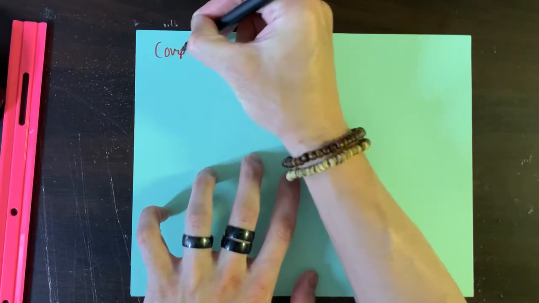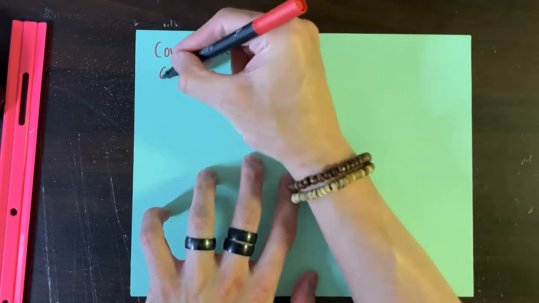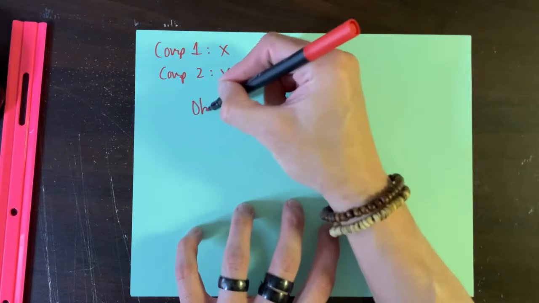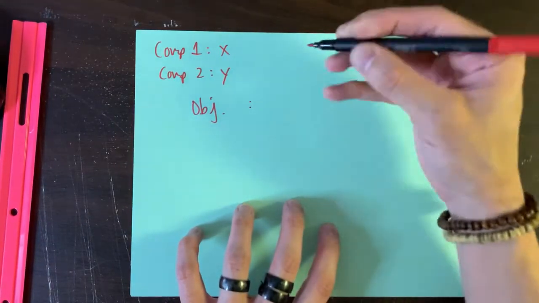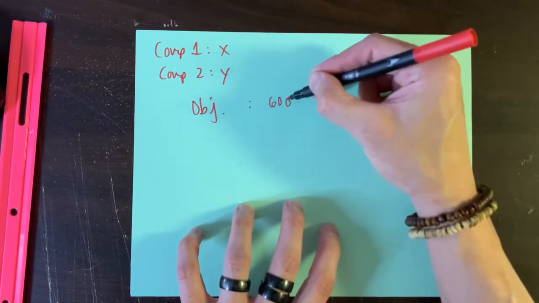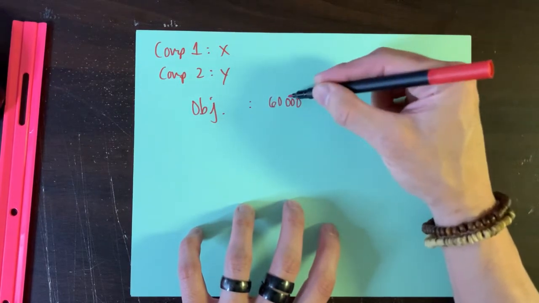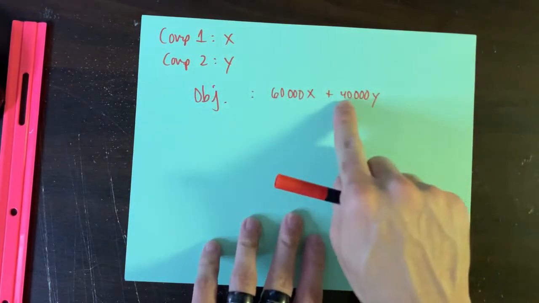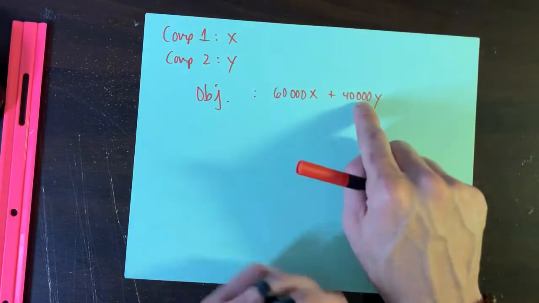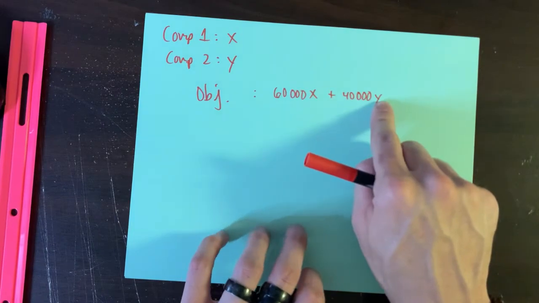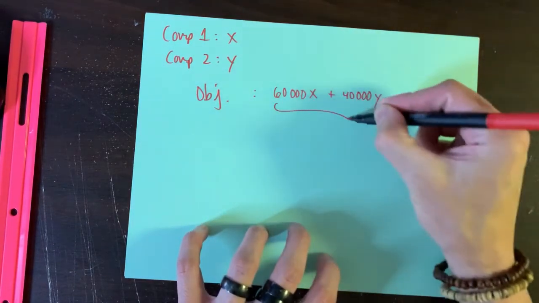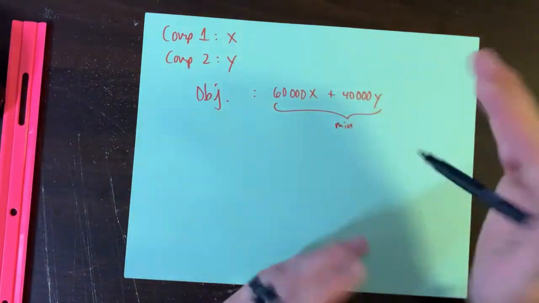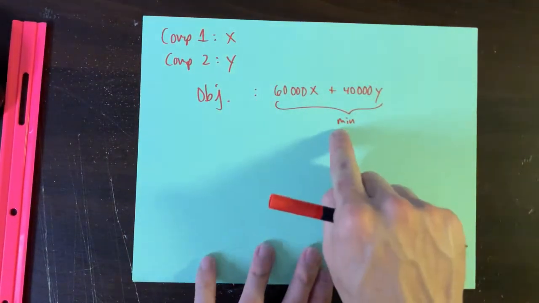So we're gonna have company one working for X days, and company two is gonna be working for Y days. Now, what is the objective? We want to minimize costs. And it says that company one costs $60,000 a day. And company two, $40,000 a day they need to just survive. And that's times Y days. Now, this is supposed to be minimized, right? If we're the owners of these companies, we want to spend as little money as possible. So we're going to minimize this number.